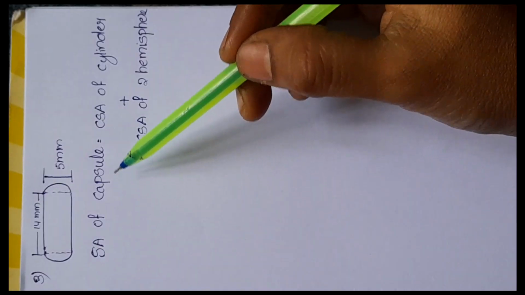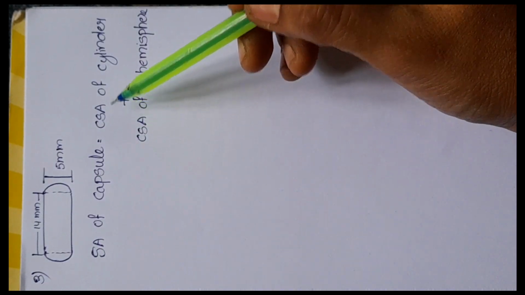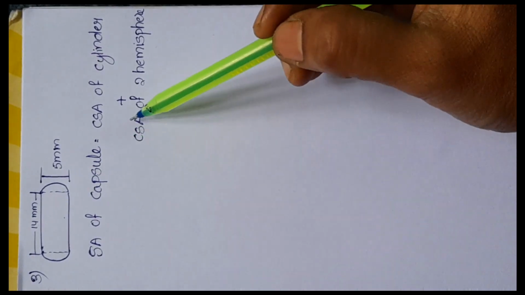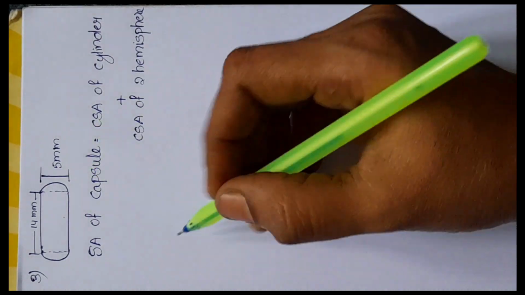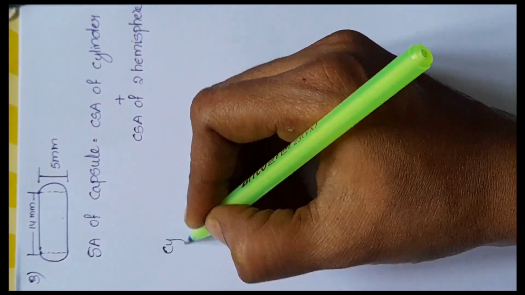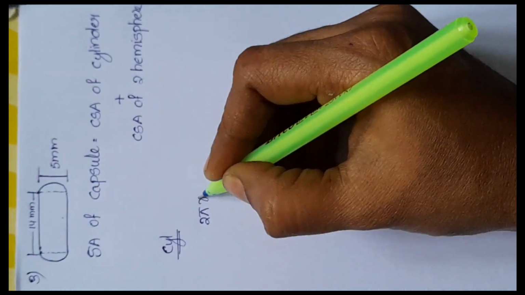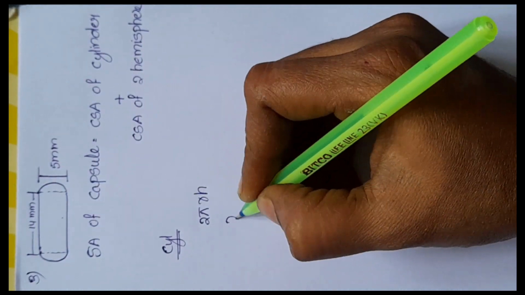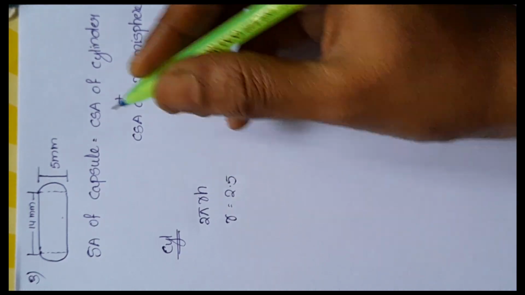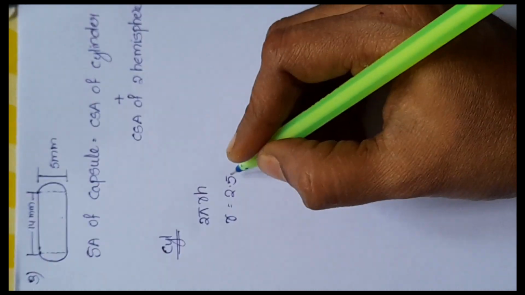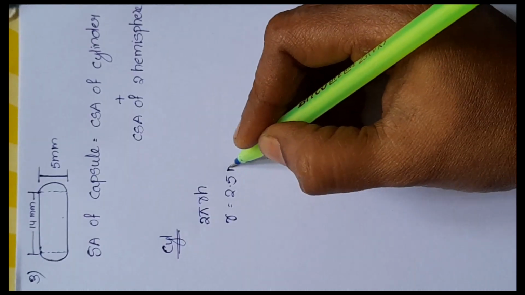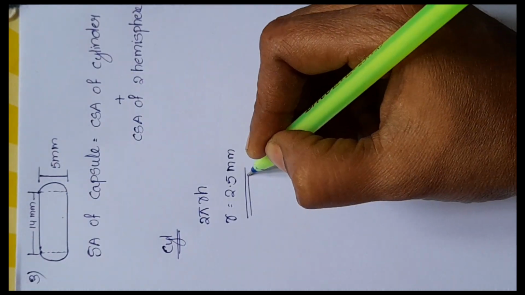In order to find the surface area of the capsule, we need to add the curved surface area of the cylinder with the curved surface area of the two hemispheres. So for the cylinder part, the formula is 2 pi r h. Here r value becomes 2.5 because the thickness is given as 5 mm. So 5 by 2 is 2.5 millimeters becomes the radius for the cylinder part, and h is given as 14 millimeters.